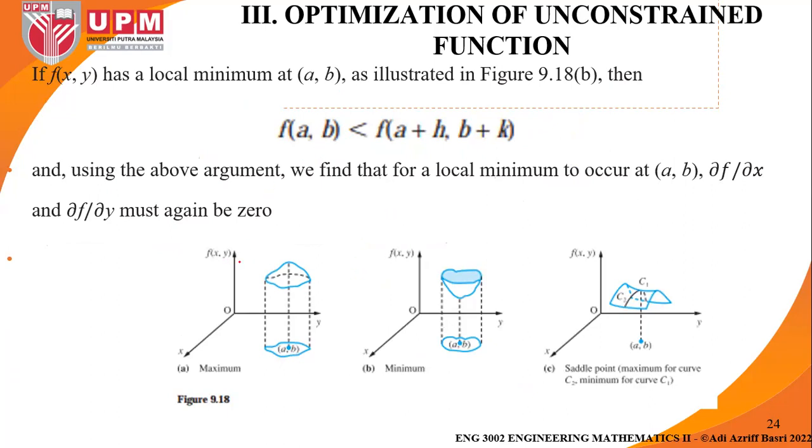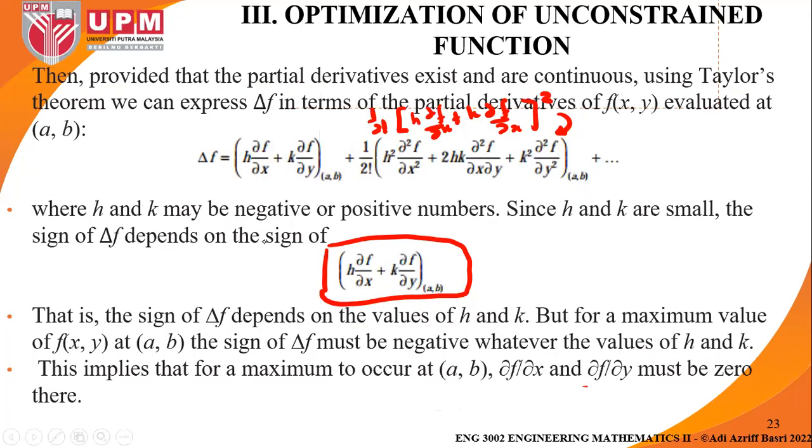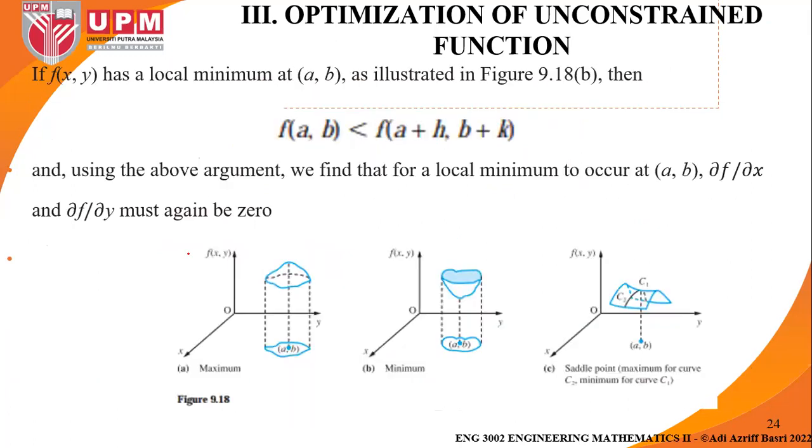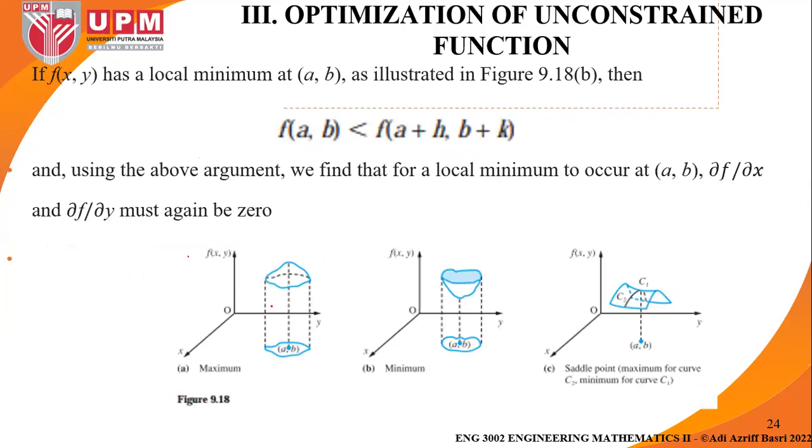Okay, so just now here, if f(a, b) is higher than f(a + h, b + k), so it's an increment value. This is under Figure 9.18a, which means the maximum value here. But if f(a, b) is smaller than f(a + h, b + k), so it's a minimum value. Something like this, minimum value.